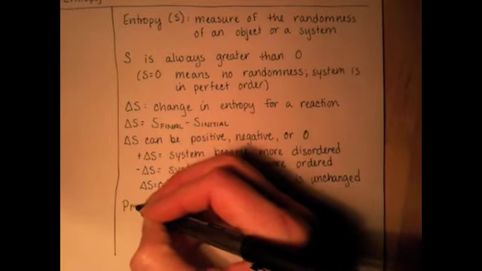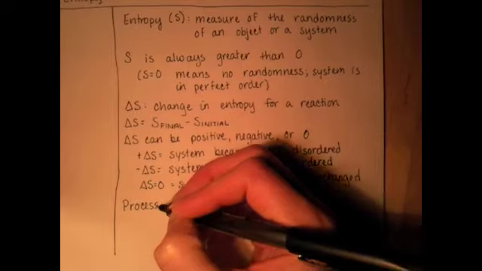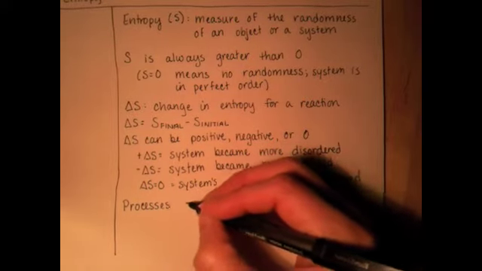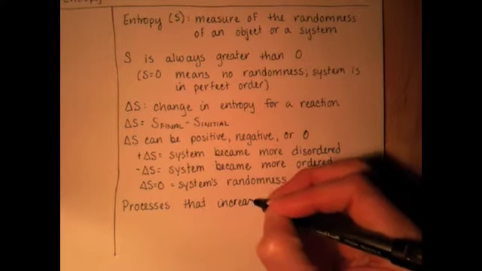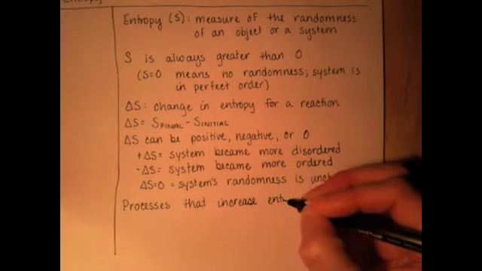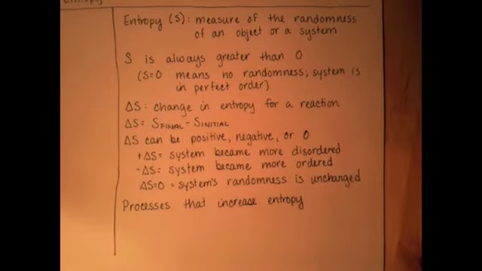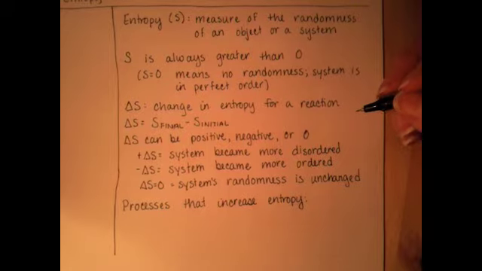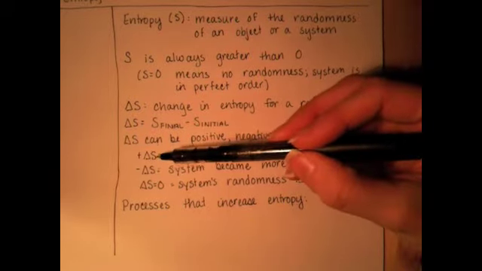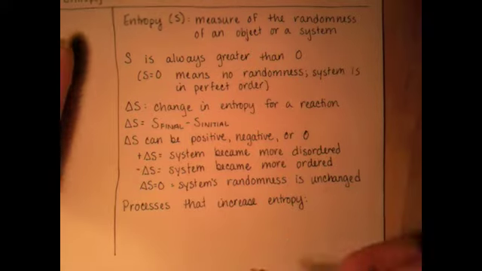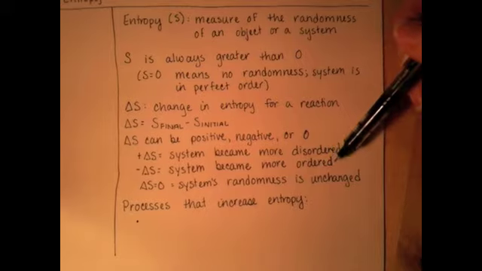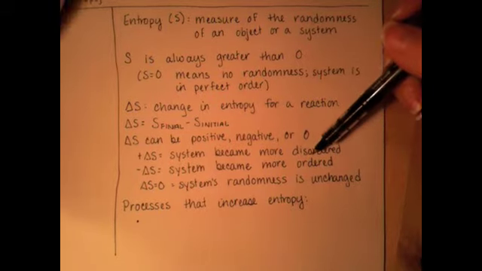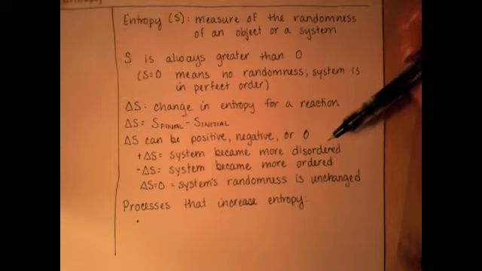I want to give you some examples of chemical reactions or processes that increase entropy. Just like with the spontaneous processes in section 18.2, I want you to be able to look at processes and be able to predict the sign of delta S for the reaction, whether or not it's going to be 0. And again, you just want to think about the disorder or the order or the randomness of the system.